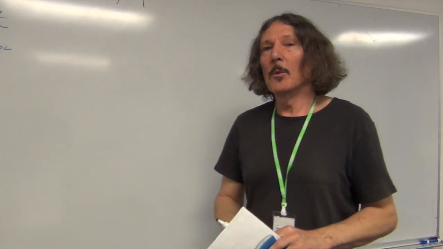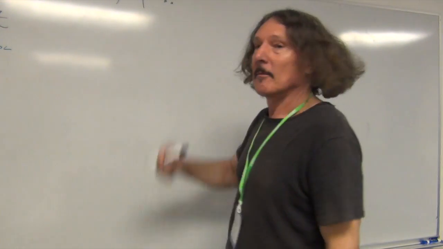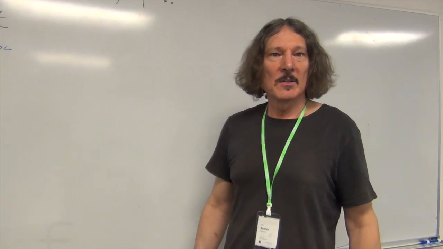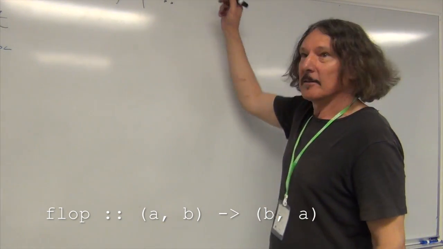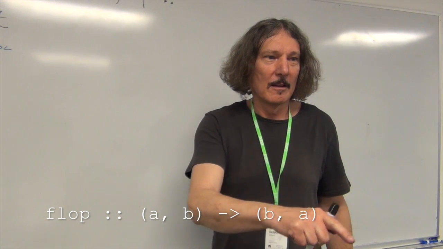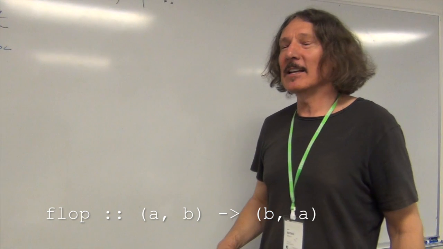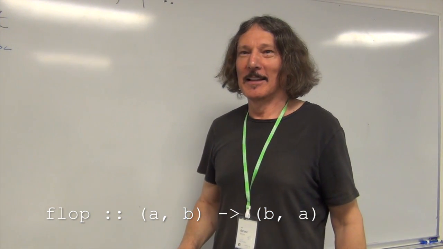So first of all, what would the type signature of flop be? What argument does it take? Pair to pair. Pair of A B to pair of B A. But you already know Haskell, right? Maybe. Somebody who doesn't know Haskell, what should it be?